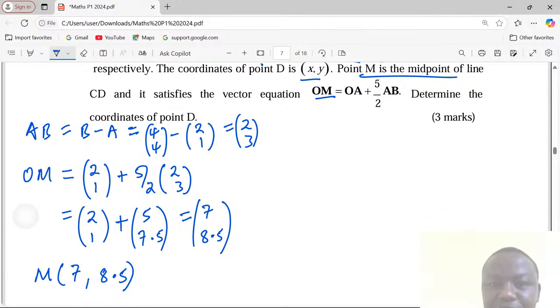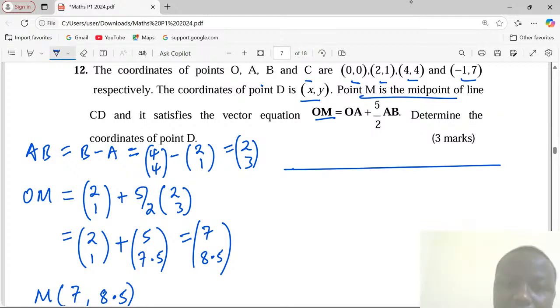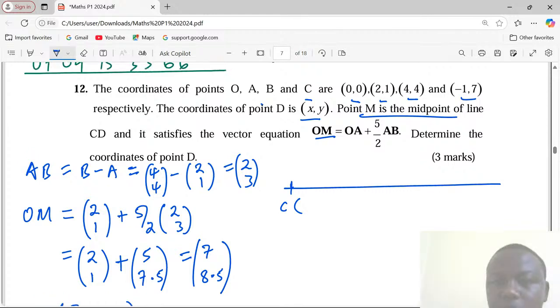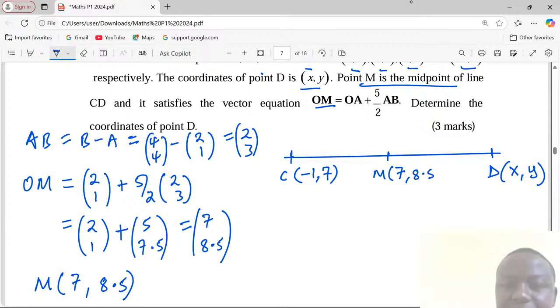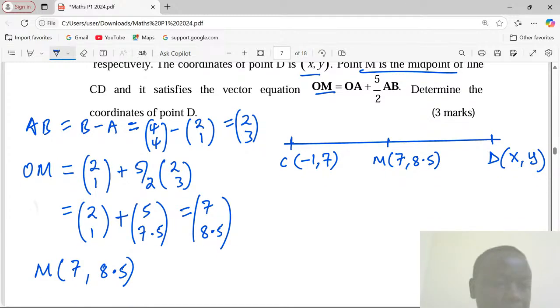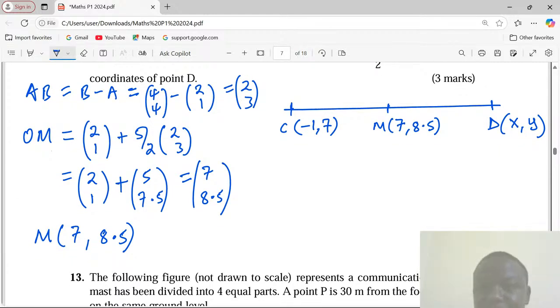Now with the coordinates of M, and we are given instructions that M is the midpoint of CD. Look at this. You're having C as the coordinate -1, 7. And we are having D as the coordinate x, y. Then the midpoint M has now been obtained as 7, 8.5. Yeah, that is it now. So I think I've displayed it in a better way.